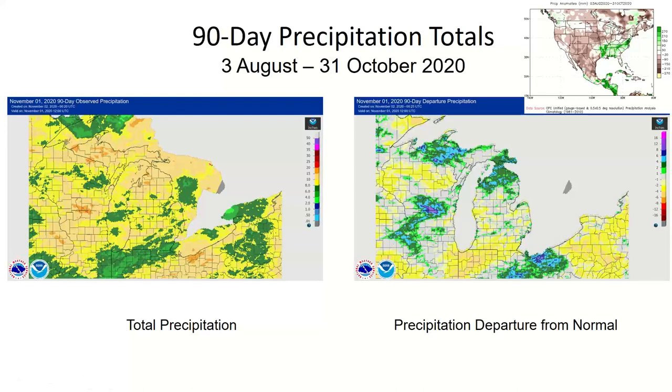One last thing, in the upper right-hand corner, we have some data taken from NOAA's Climate Prediction Center with international data, and it indicates that this drier than normal area here did extend up into portions of southern Ontario. So some northeastern portions of the basin were also drier than normal.